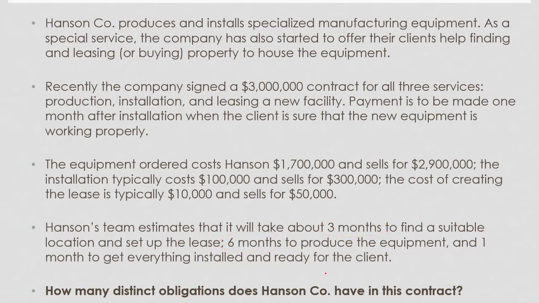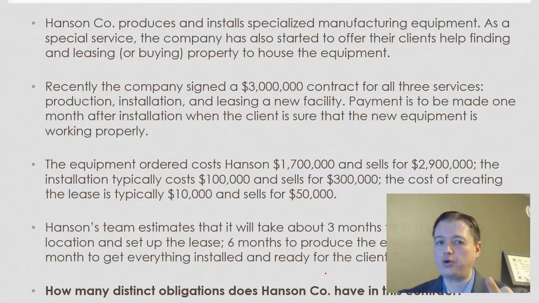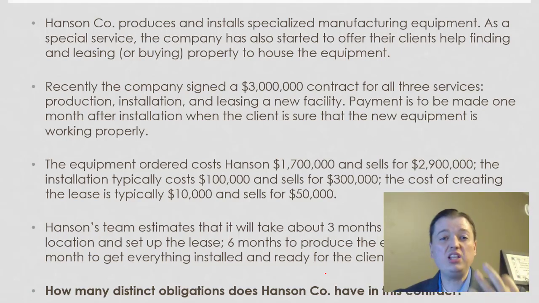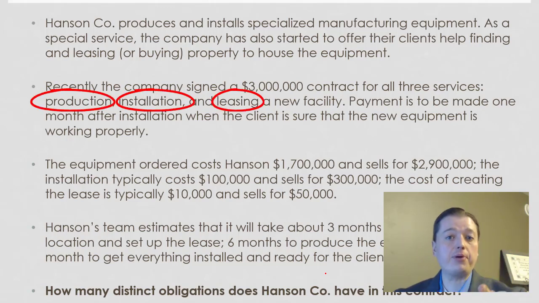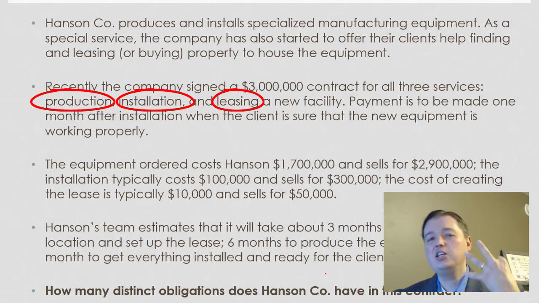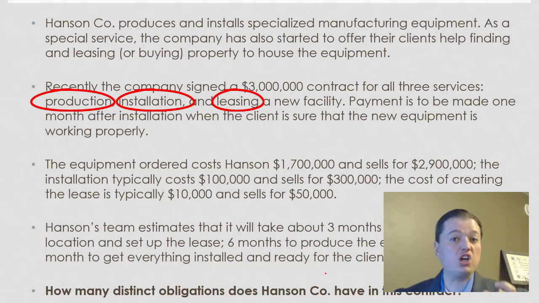So again, the question is, how many obligations do we have? Well, in this case, we have at least 3. You could argue for more, but really the main ones are producing the equipment, installing the equipment, and leasing the property, or helping them lease the property. So we have 3 obligations. We could also talk about guaranteeing that it's actually going to work, but really it's these 3 big items.